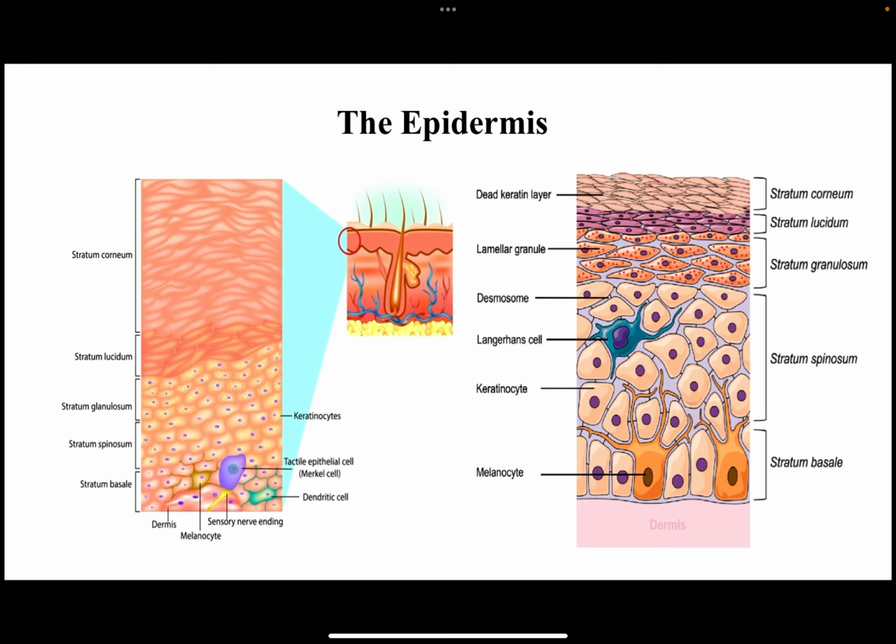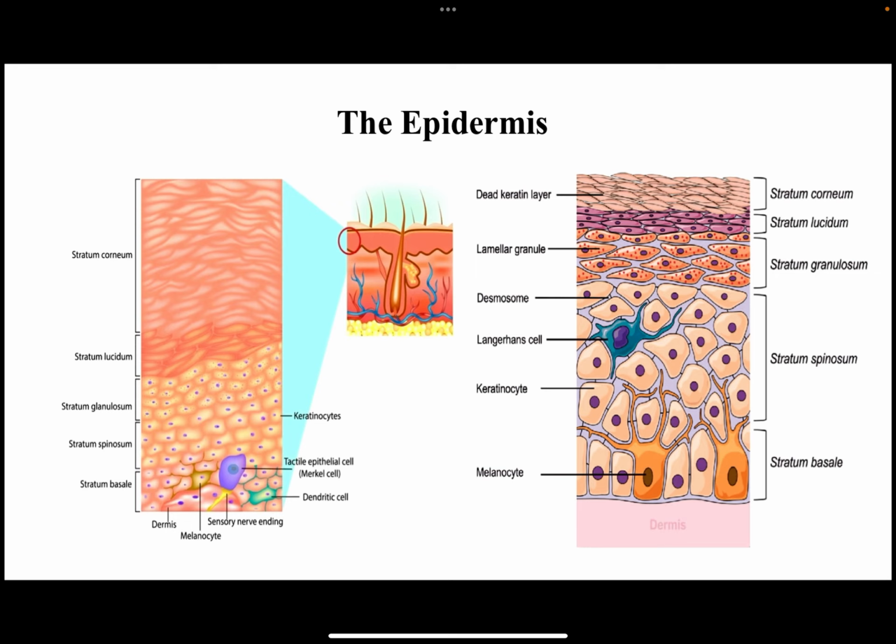Good. Then we have the sensory nerve endings. You can see the sensory nerve ending also appears in the basal layer of the skin, the yellow thing over there that is connected to the tactile epithelial cell. That is the sensory nerve ending. It's also one of the specialized cells in the epidermis.